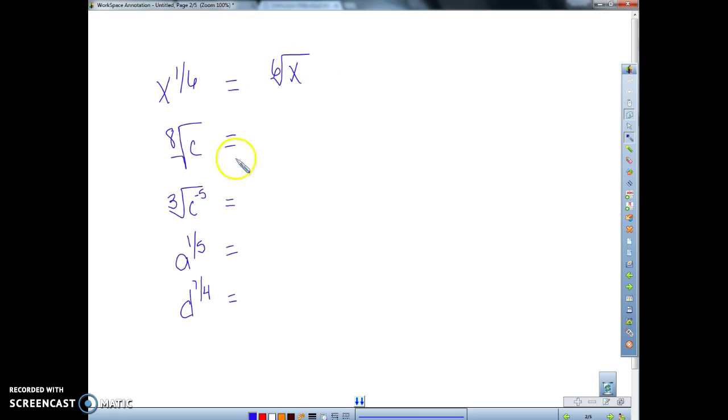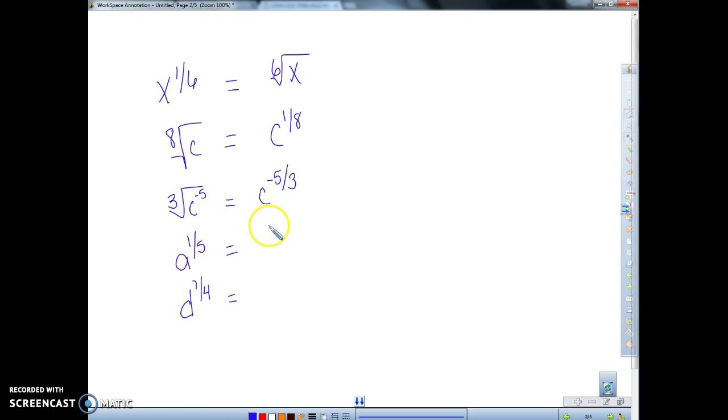And if you want to work ahead on these, that's fine. Or if you want to pause it and do one and then unpause it to make sure you have the right answer, that's fine as well. The next one, the 8th root of c is the same thing as c to the 1/8 power. Most of your homework tonight is based on this stuff here. The cube root of c to the -5 is equal to c to the -5/3.